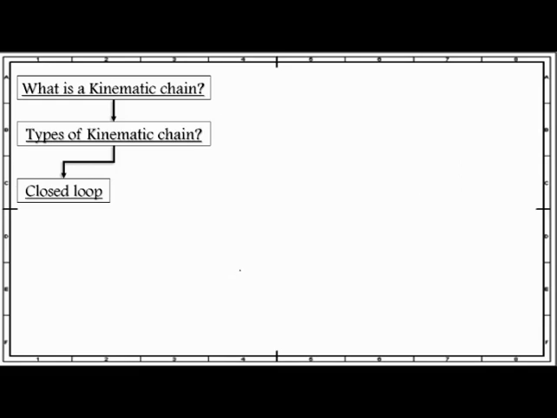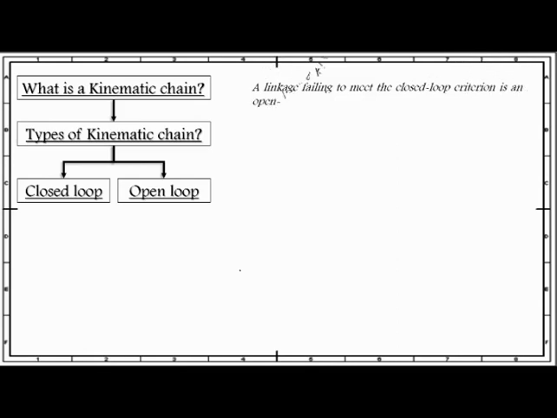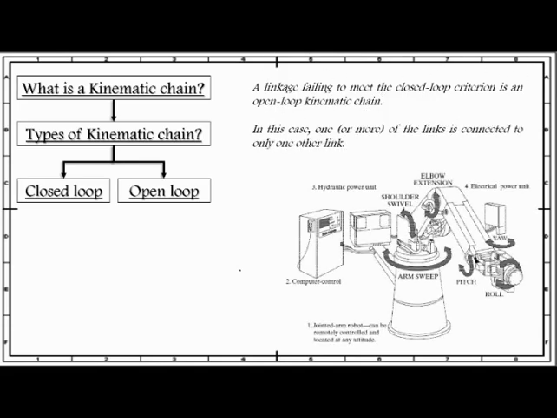the kinematic chain is also classified as an open loop kinematic chain. A linkage failing to meet the closed loop criteria is an open loop kinematic chain. In this case, one or more of the links is connected to only one other link.